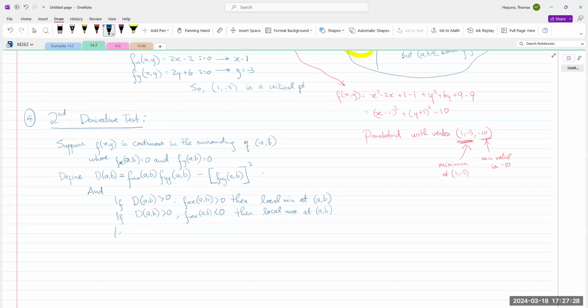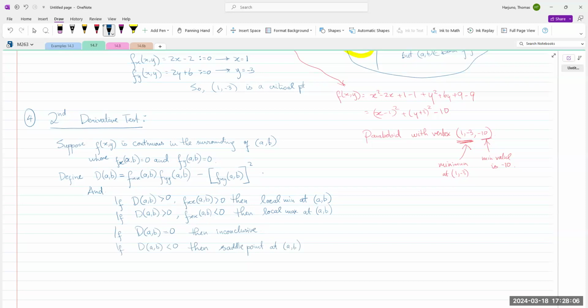Okay, if the discriminant is 0, then it is inconclusive. We cannot say whether it is a local maximum or a local minimum. Now, what happens if the discriminant is negative? Then we say it's a saddle point at (a, b).